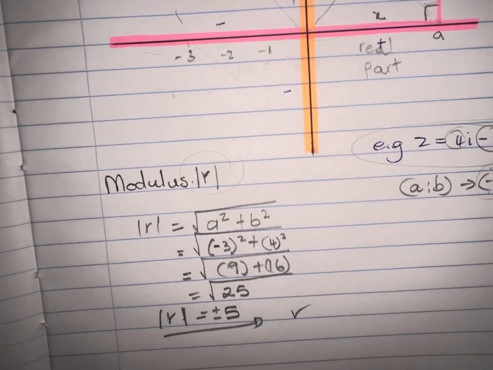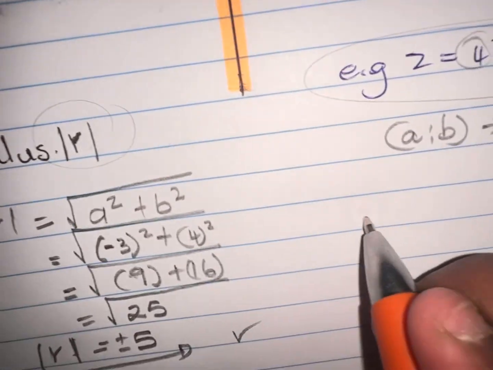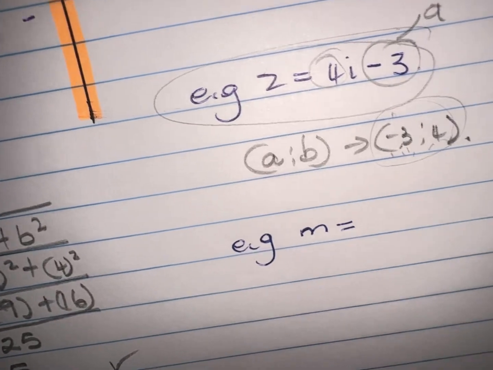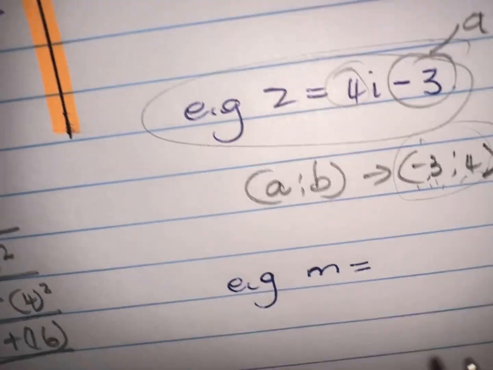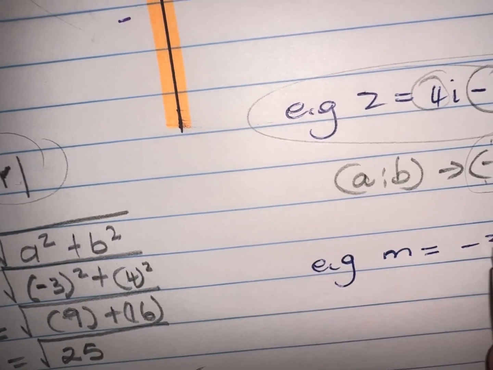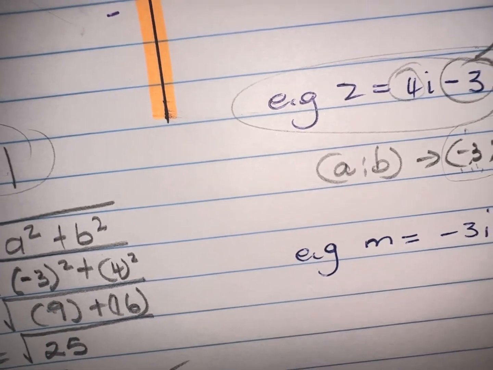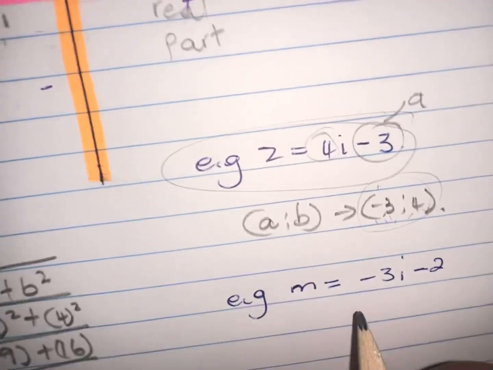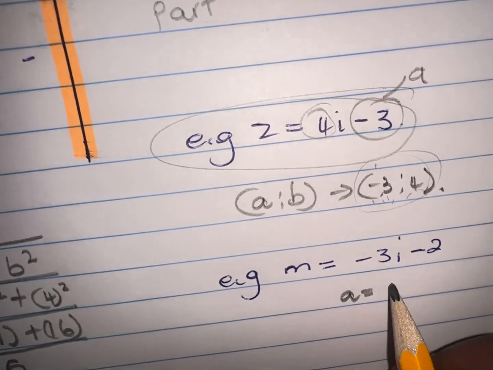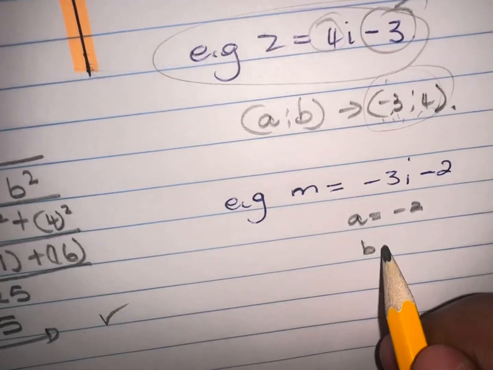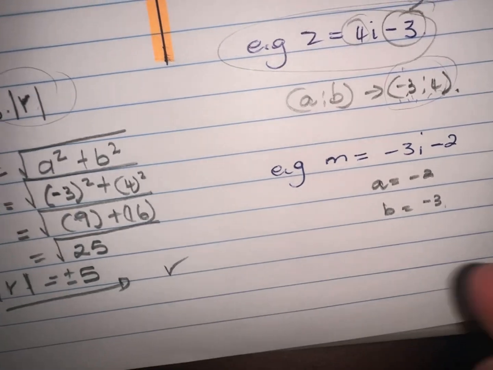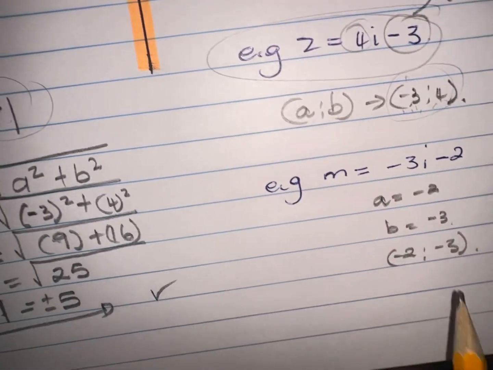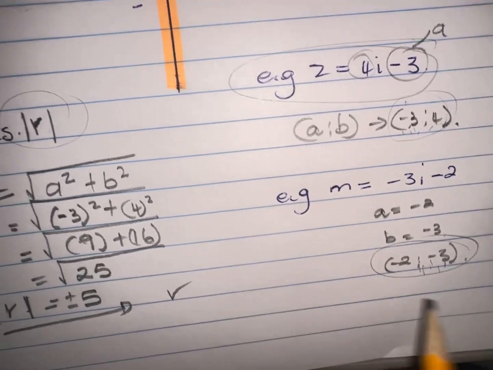Right, let's do the last example. Let's say that we are given m is equal to -3i minus 2. In this case, the value of our a is equal to -2. The value of our b is equal to -3. In other words, we will have -2, -3. We want to check where in the Cartesian plane these two lie.